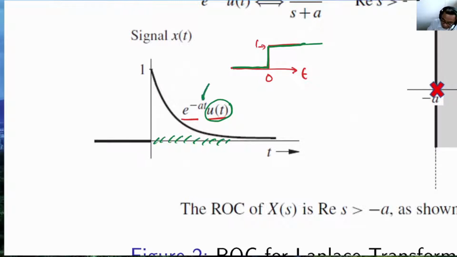What about the value of a? In this example, a is a positive value because it is obvious now. For example, e^(-1t), as t goes bigger and bigger, will be e to a negative value, becoming smaller and smaller. So that is why this is an exponential that is decaying with respect to time. So this is e^(-at) u(t), and this is the first signal that we will try to find the Laplace transform of.